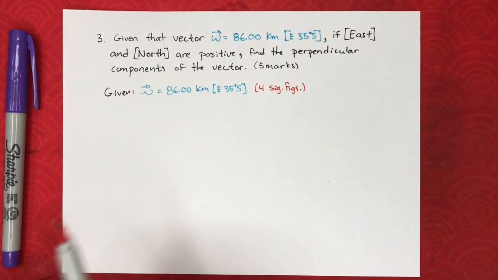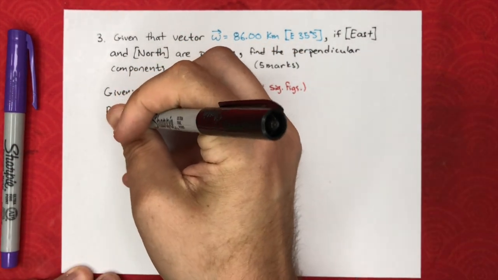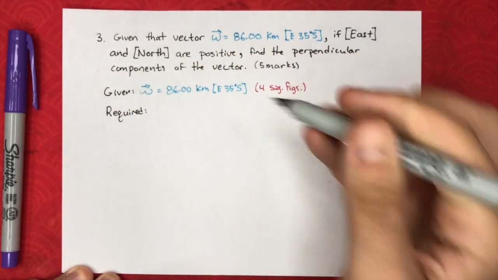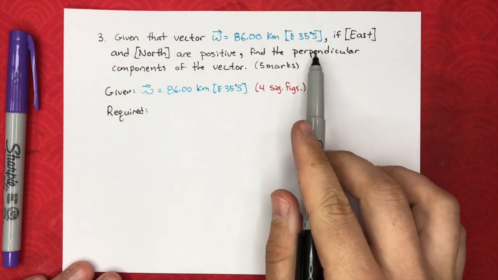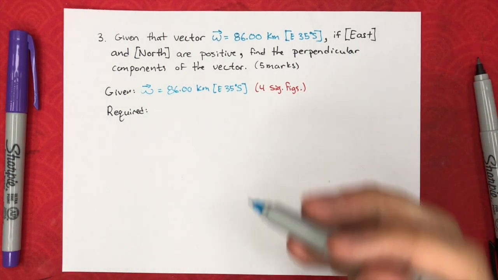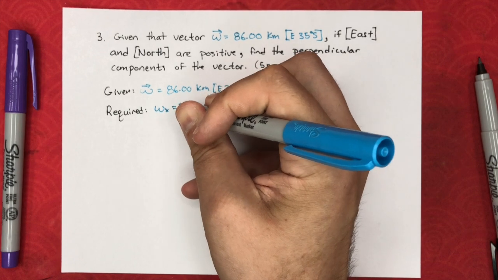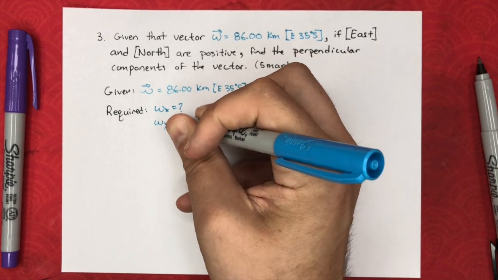The next thing that we're required to do is write down what is required of us. So read the question. We are required to find the perpendicular components of that vector. So if we have a vector, we know that it's broken into an x and a y component, so we need to find Wx is equal to what, and Wy is equal to what.